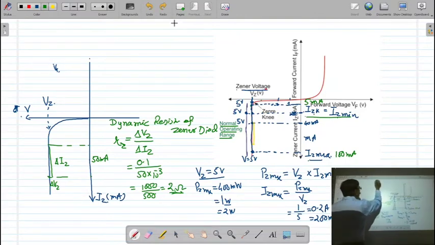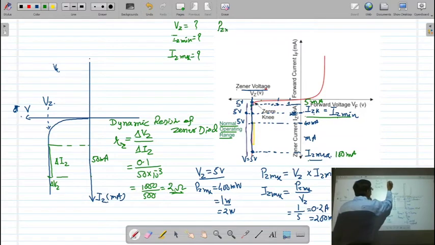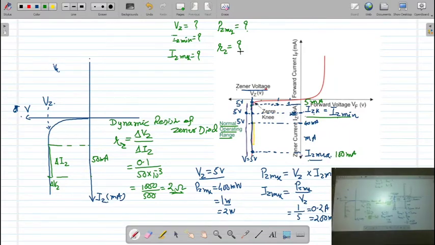First of all, you should know what is the Zener breakdown voltage, then what is the IZ minimum current, then IZ maximum current, and what is the PZ maximum, and then the RZ. So once you take any Zener diode, you should know this many parameters, then only you can design the regulator circuit. So now let us see a voltage regulator circuit.